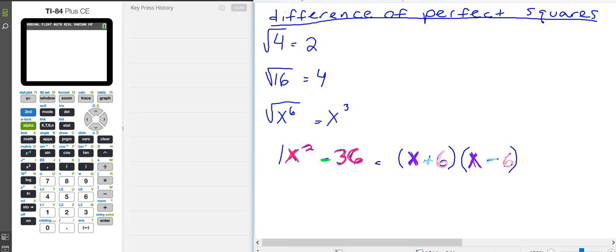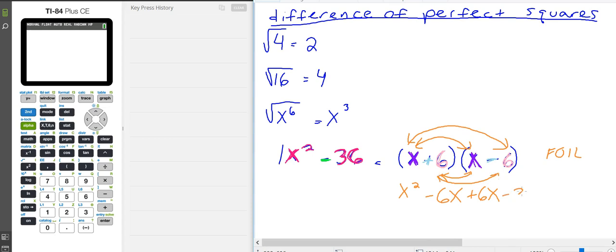Let's see if we got it right. We're going to use the method of FOIL to multiply these two binomials and see if we get back to our original question. So we're going to multiply the first terms. x times x is x squared. The O is for outer. x times negative 6 is negative 6x. We're going to multiply the inner terms. 6 times positive x is plus 6x. And the last terms, 6 times negative 6 is negative 36.